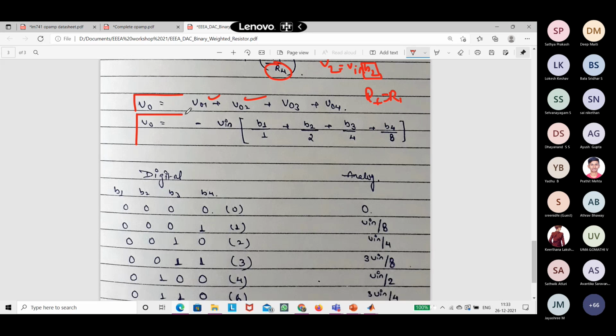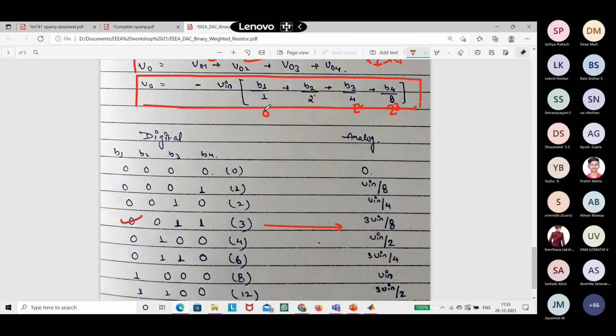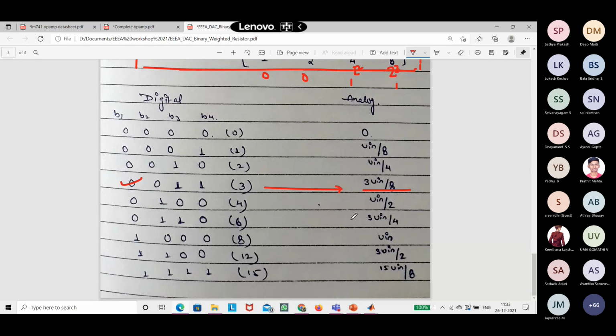So we have the final expression as V out equals minus of V in times B1 by 1 plus B2 by 2 plus B3 by 4 plus B4 by 8. That is also in the form of binary, 2 raised to power 1, 2 raised to power 2, and 2 raised to power 3. Now if we have an input of 0 0 1 1, we get the equivalent by putting in the numbers: 1 by 4 plus 1 by 8, that is 3 by 8. So minus V in 3 by 8.